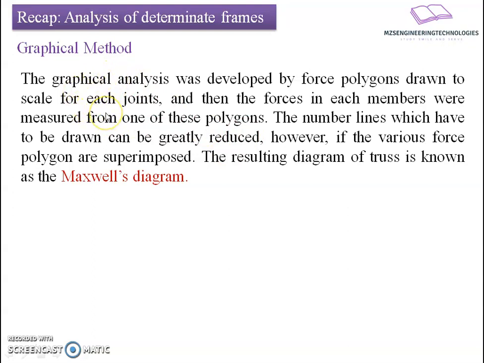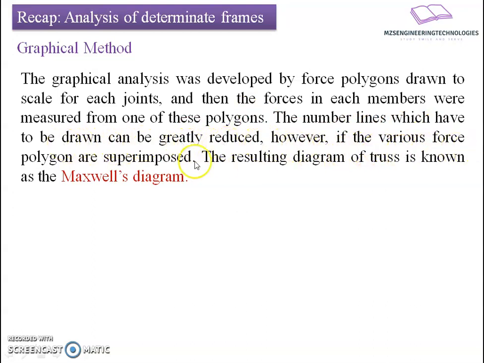This method is adopted when a very complex frame is given, or the truss has a number of members in it, and it is not possible for us to address all the forces with the help of the method of joints or method of section. In that case, we are going to have polygon of forces, where we prepare polygons of scaled units, converting the force into scale dimension, and then we prepare the vector or space diagram from it, and then the number of lines which have to be drawn can be greatly reduced.